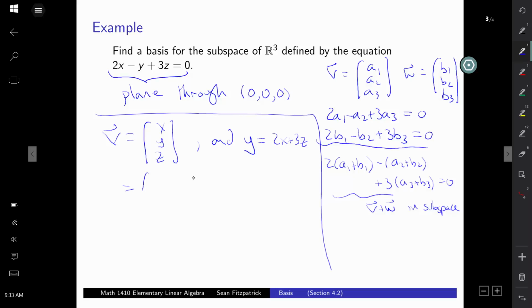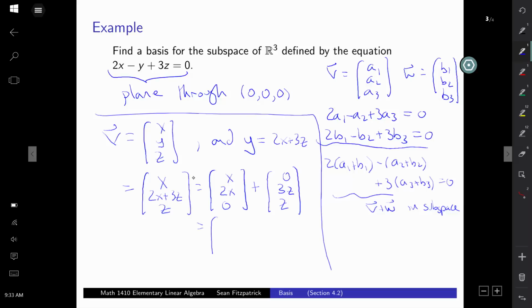So I can write v as x, y is now going to be 2x plus 3z, and then I have z. So I split this up. I write one vector containing everything that depends on x, and another vector containing everything that depends on z. And then I can factor out the scalars.